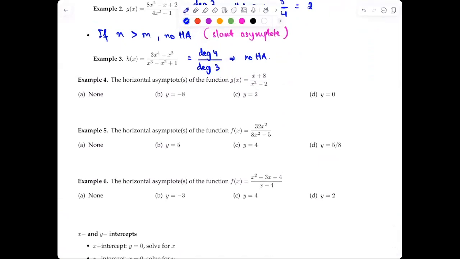So this is a multiple choice. It's very easy to put this onto a quiz or a test. So example 4, the horizontal asymptote of the function is, so what is the answer? Look at the degree of the polynomial on the numerator. So y equals 0. So here, the degree of the polynomial on the numerator is 1. Degree in the denominator is 2, so 1 is less than 2. So we say that the horizontal asymptote is y equals 0.